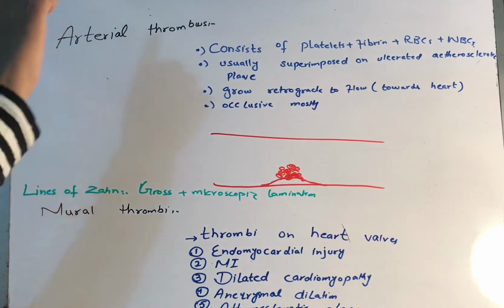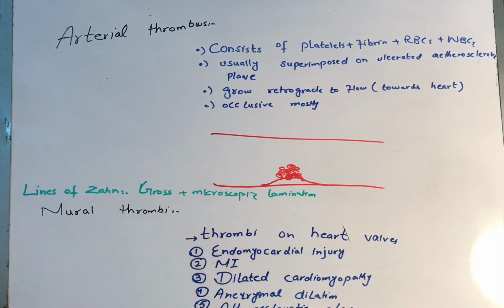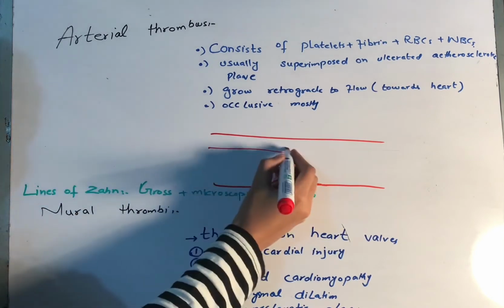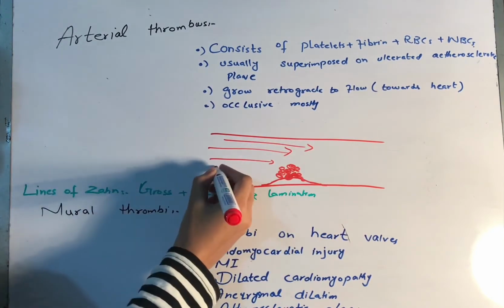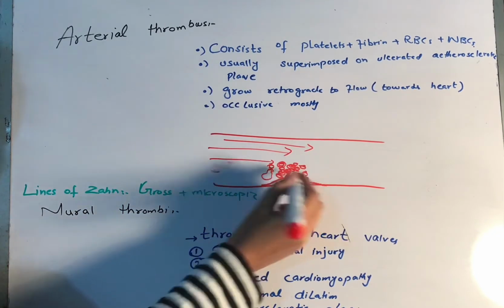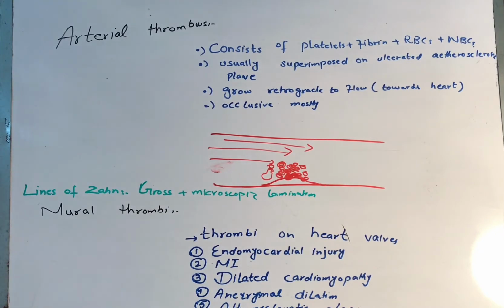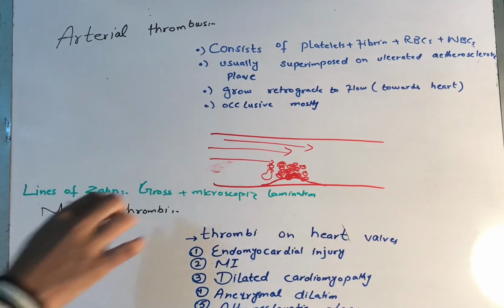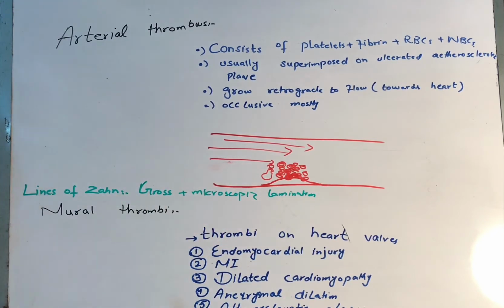So arterial thrombus has one characteristic, that it is usually superimposed on this ulcerated atherosclerotic plaque. The second thing is it consists of platelets, fibrin, RBCs and WBCs. We know a typical thrombus consists of usually platelets and fibrin. This is a property of a blood clot. A blood clot is formed from aggregation of platelets and fibrin. And because the blood flow is high in our arteries, some RBCs and WBCs also become entrapped. So arterial thrombus consists of four things, that is platelets, fibrin, RBCs and WBCs, and it is usually superimposed on an ulcerated atherosclerotic plaque. And now the third property came here, that it grows retrograde to the flow.